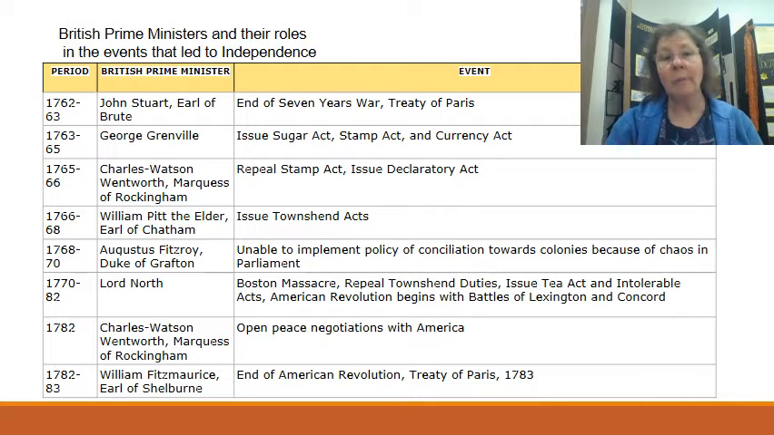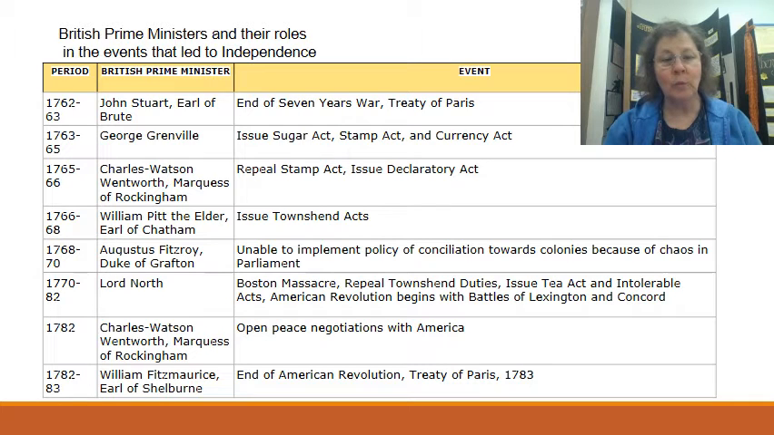Okay, 1770 to 1782, 12 years under Lord North. Under Lord North, we have the Boston Massacre, the repeal of the Townshend taxes or duties. Duties and taxes are the same word. We have the issuance of the Tea Act and the Intolerable Acts. Those are coming after the Boston Massacre. We have the American Revolution begin with the battles of Lexington and Concord under Lord North.